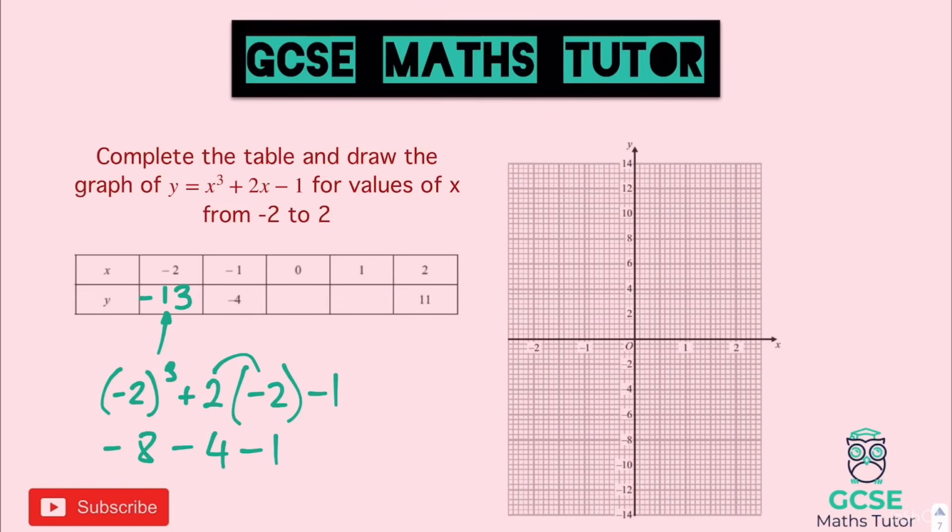Then for the next one, we've got 0 cubed, which is 0, plus 2 lots of 0, and again, actually, let's just apply a little trick. That minus 1 at the end is in our 0 box. All right, the next one, 1 cubed is 1, plus 2 lots of 1, so 1 plus 2 is 3, take away the 1 is 2.